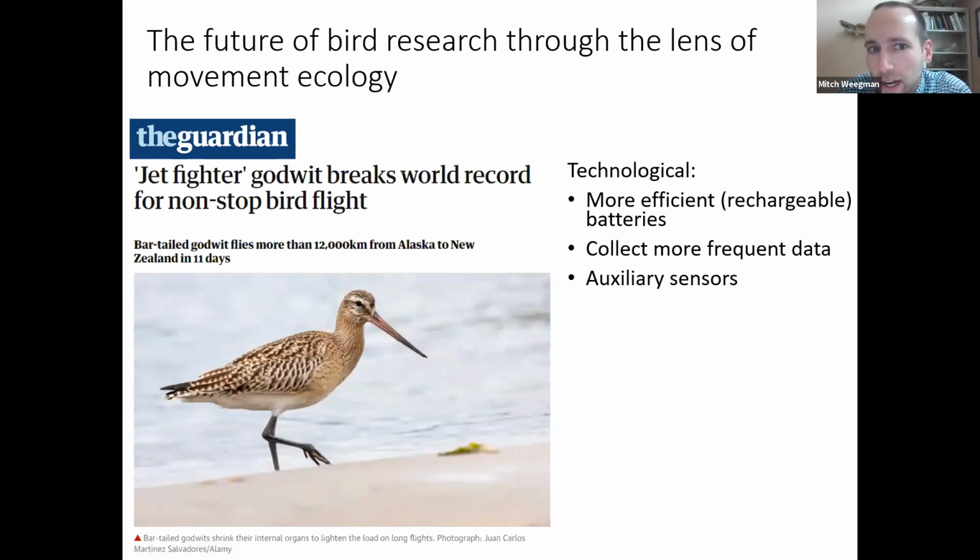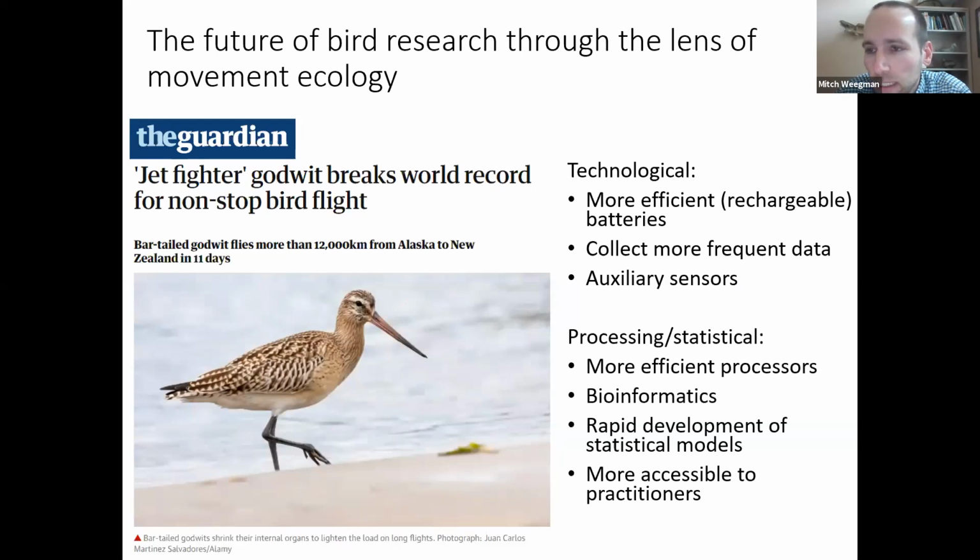So I've classified our potential advancements here into two categories. One is just technologically speaking for a second. We now have more efficient units, for example, those with rechargeable batteries. We can collect more frequent data with these more efficient units, and these units now have auxiliary sensors, like, for example, the acceleration sensors.